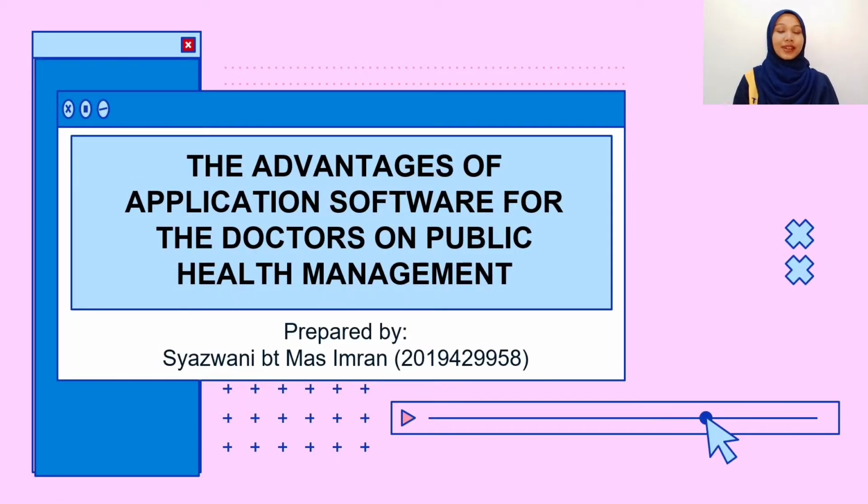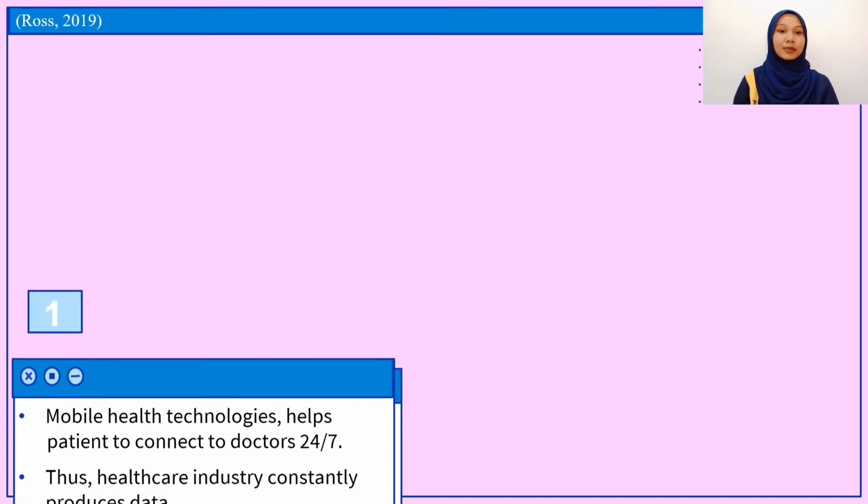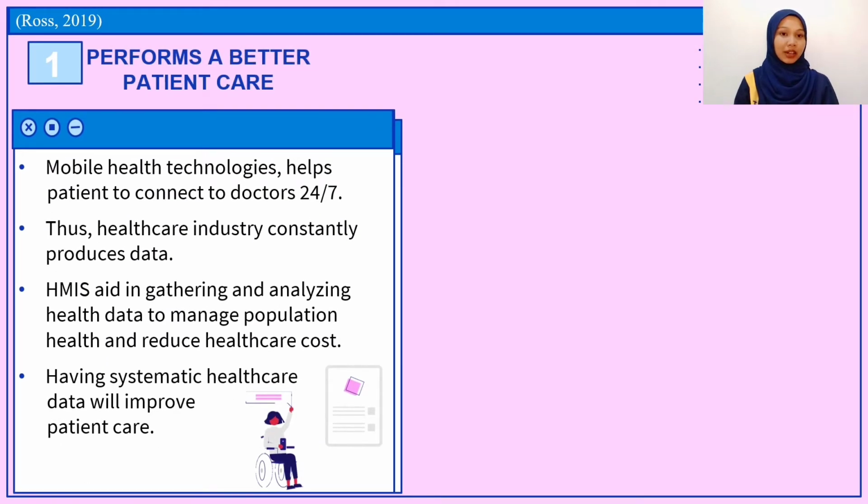Application software is fast becoming the patient-preferred way to access their doctors and manage their appointments. Therefore, let's talk about the advantages of application software for doctors on public health management. Firstly, it helps doctors to provide better patient care. This is because mobile health technologies enable patients to schedule appointments and connect to their doctors 24/7 for telemedicine visits.